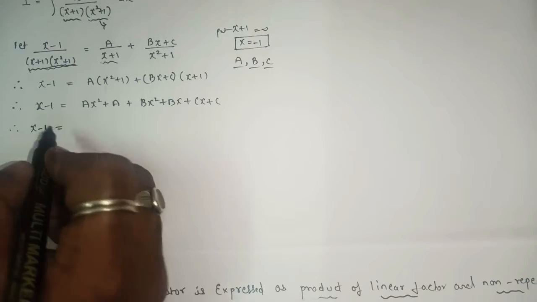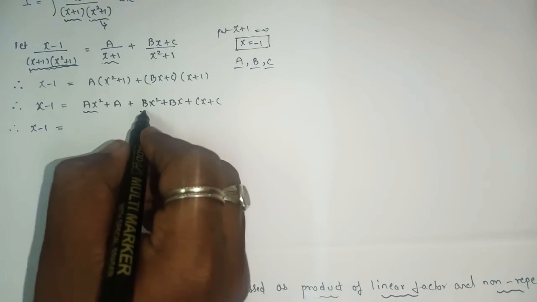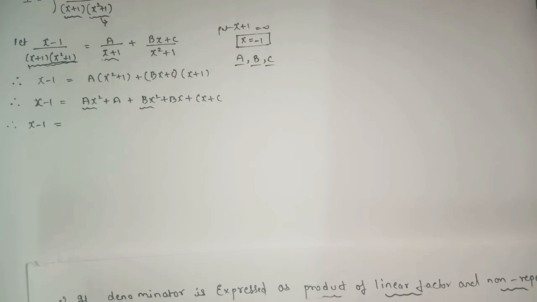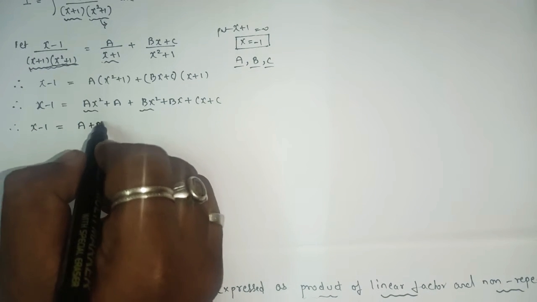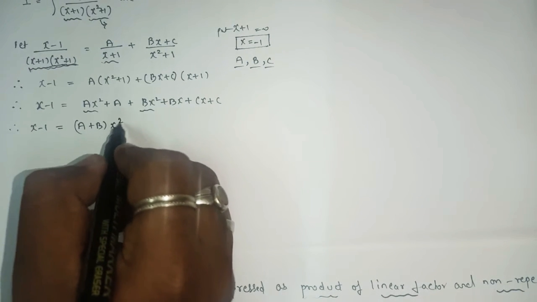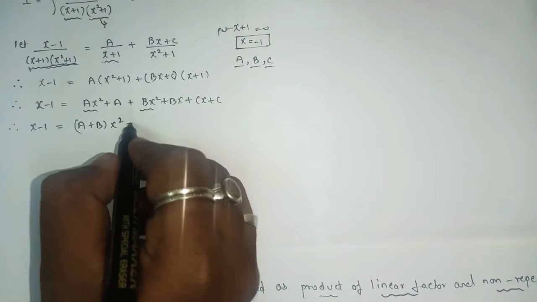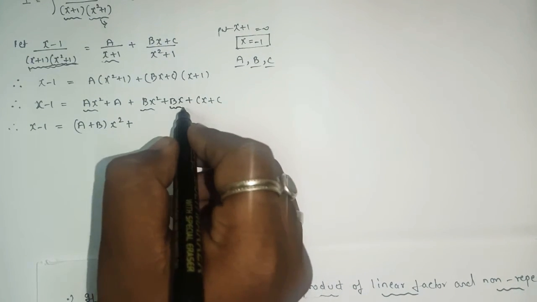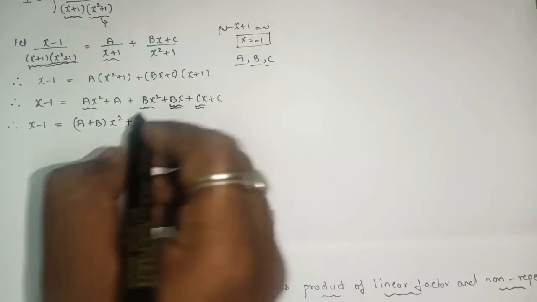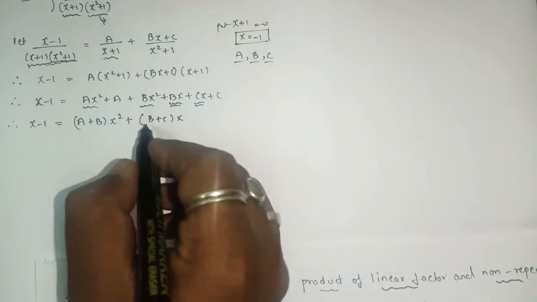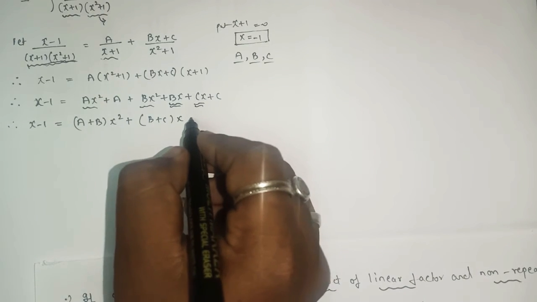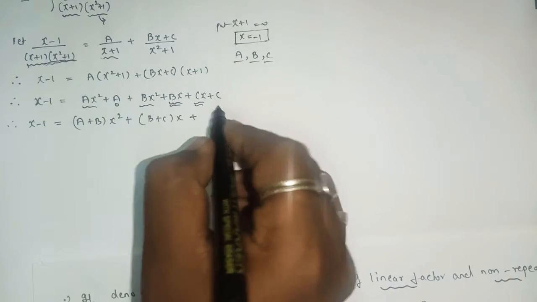x minus 1 equals this, as clearly we can see that here we have 2 x square terms, so x square is common, so inside the bracket you will get a plus b. Here we have 2 x terms, so inside the bracket you will get b plus c. Yes or no? And here we have 2 terms without x.